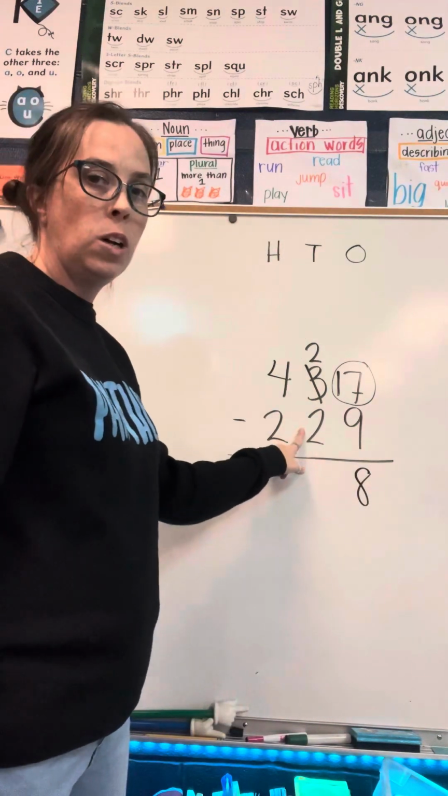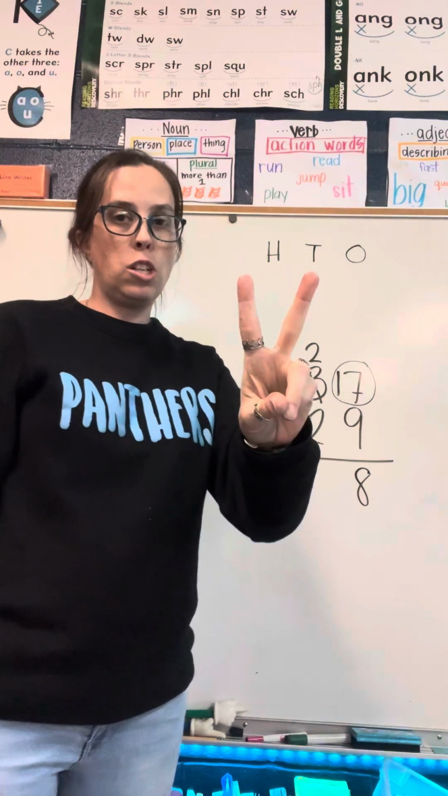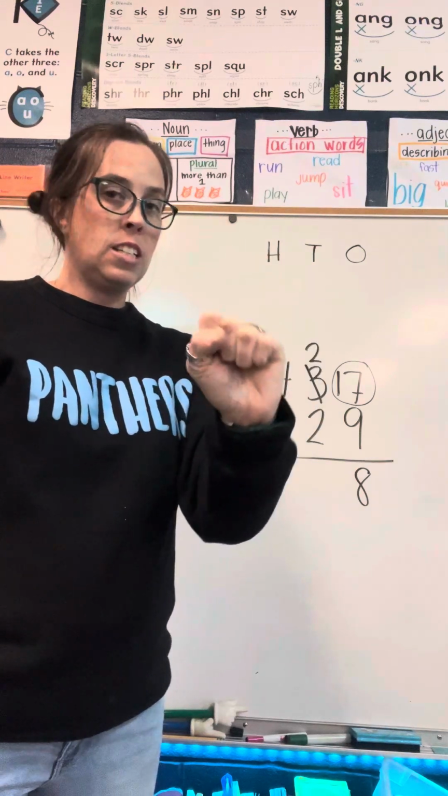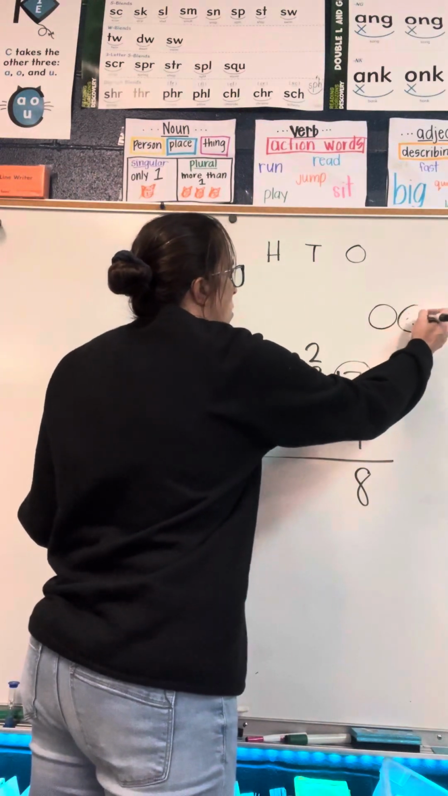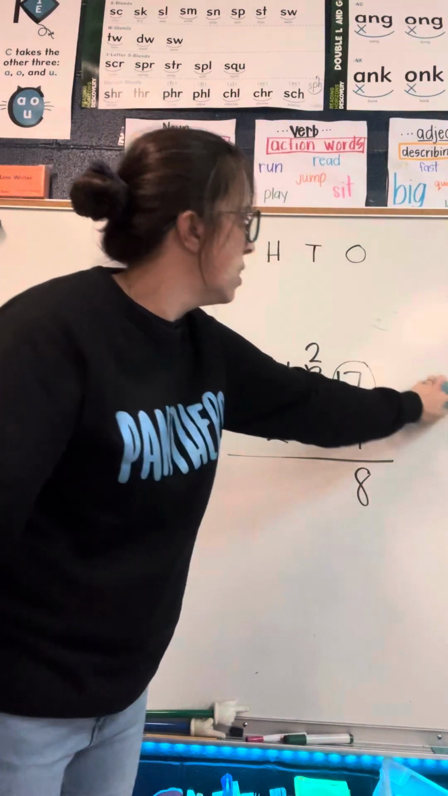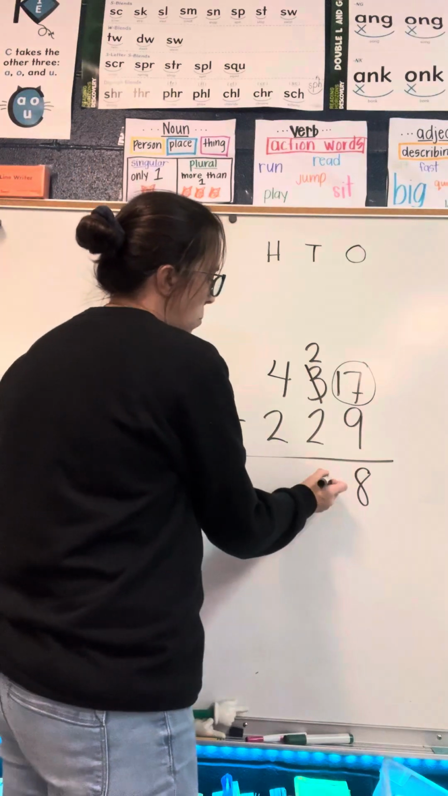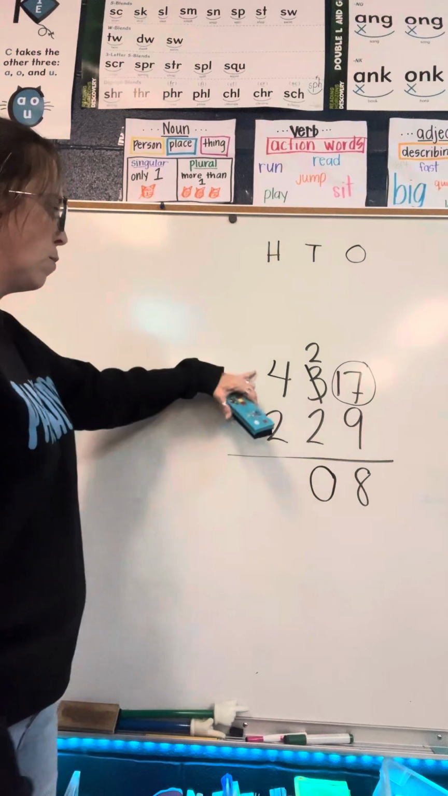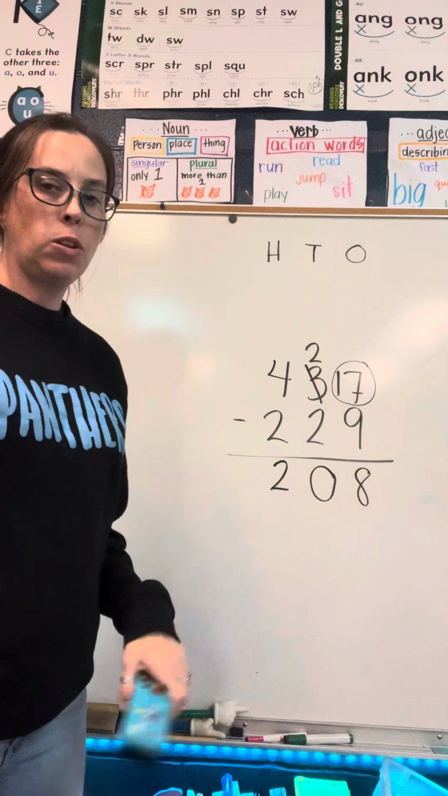2 minus 2. Some of you struggled with this yesterday. 2 minus 2. If I have 2 and I take away 2, how many do I have left? 0. I don't have any left. If I have 2 cookies and I eat 2 cookies, I have no cookies left. Okay, so 2 minus 2 is going to be 0, so all I have to do is put a 0 there. Easy peasy. 4 minus 2 equals 2. So your answer would be 208.